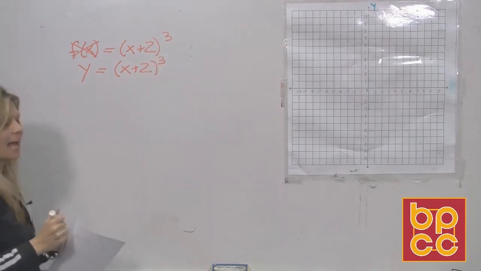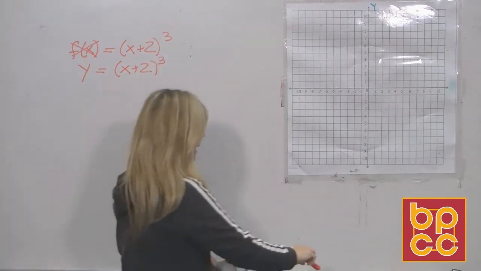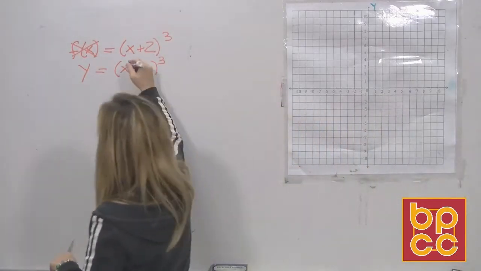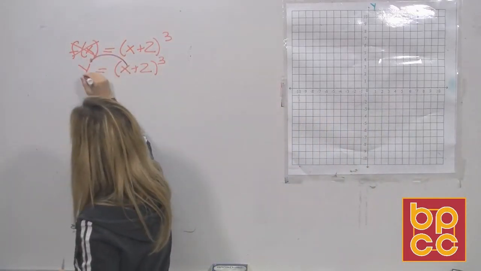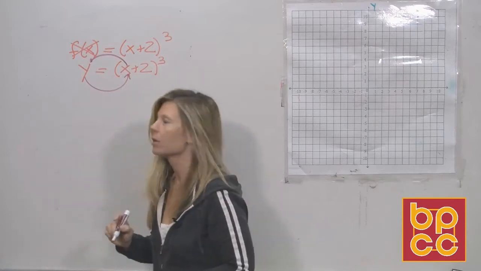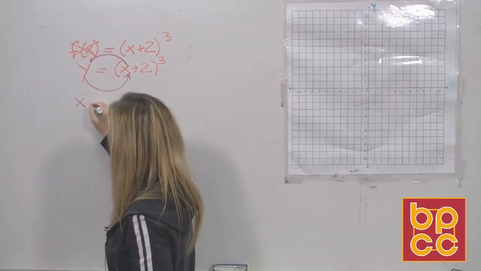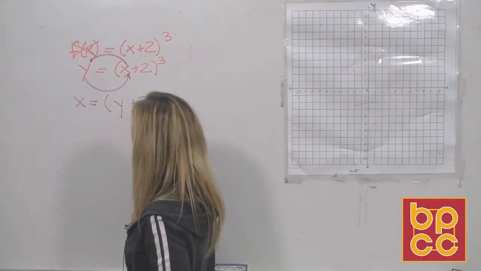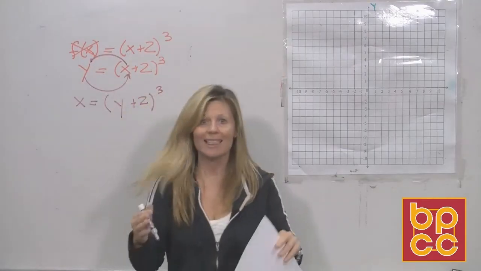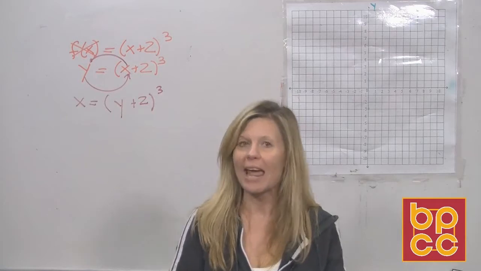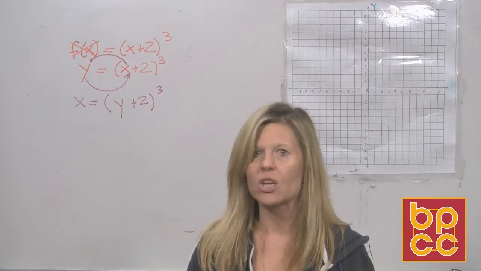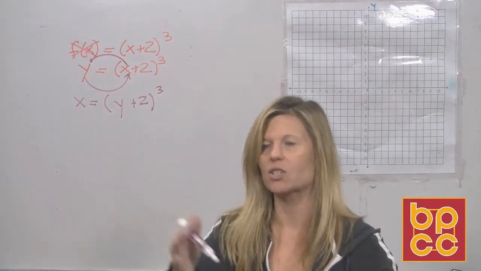All right, now we're going to make the inverse. Inverse means to physically switch the letters. So this x is going to go there, and this y is going to go there. So we're going to write here x equals, parentheses, y plus 2, close parentheses, cubed. That's the definition. You can't think about it. It's a definition. You've got to take it for what it means. Inverse means switch the x and y.